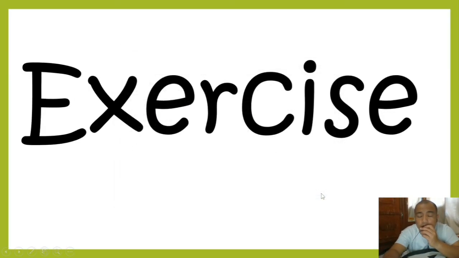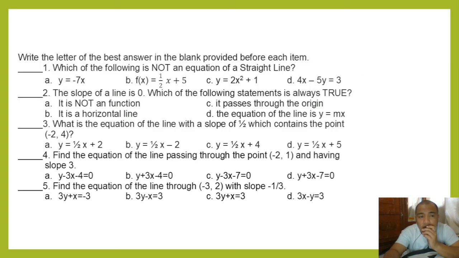Let's now proceed to the exercise. This is a multiple choice exercise. Write the letter of the best answer in the blank provided before each item. Number 1, which of the following is not an equation of a straight line? A, y equals negative 7x. B, f of x equals 1 half x plus 5. C, y equals 2x squared plus 1. D, 4x minus 5y equals 3.